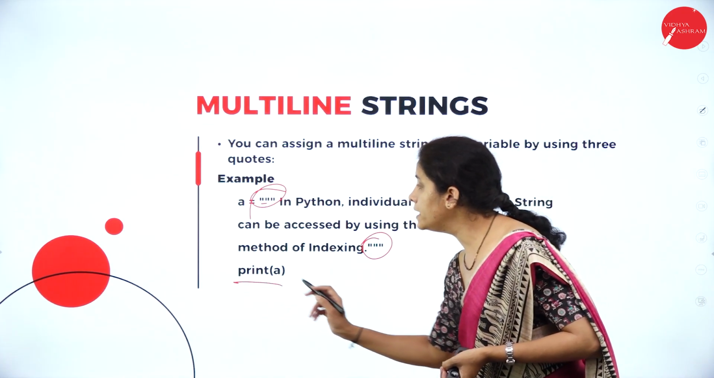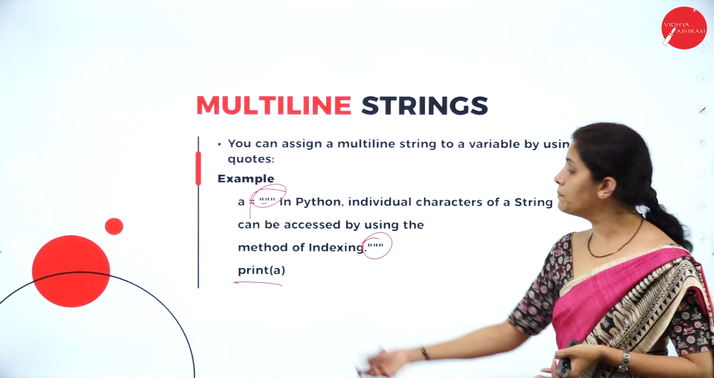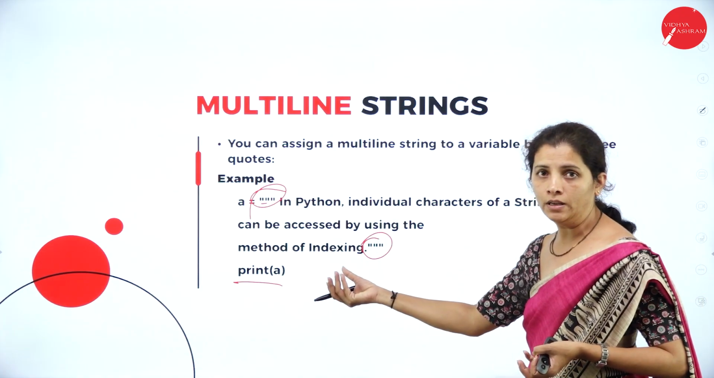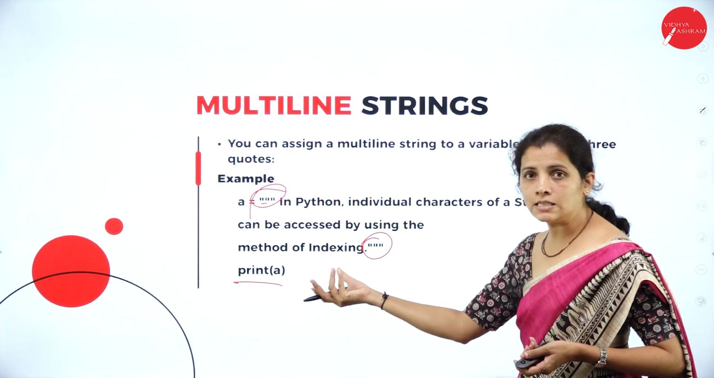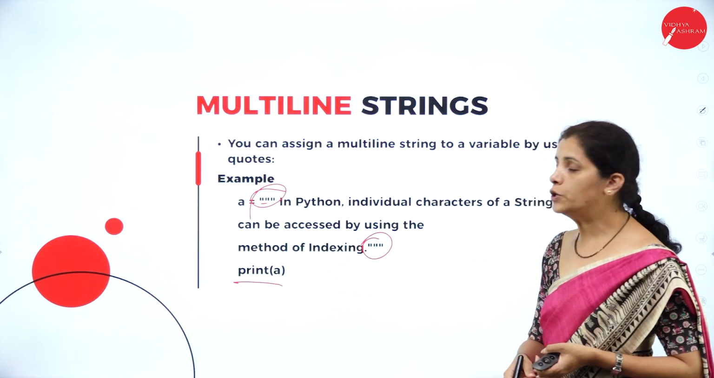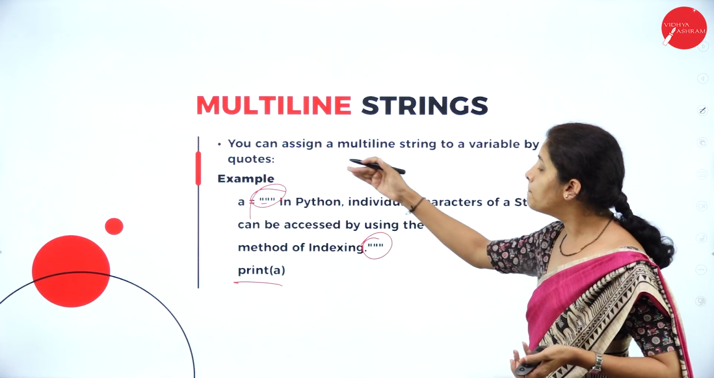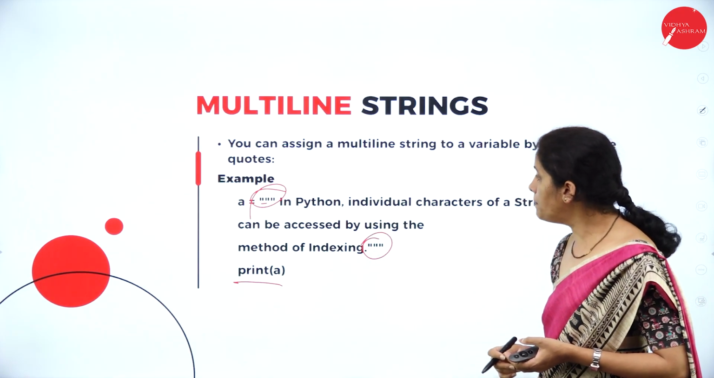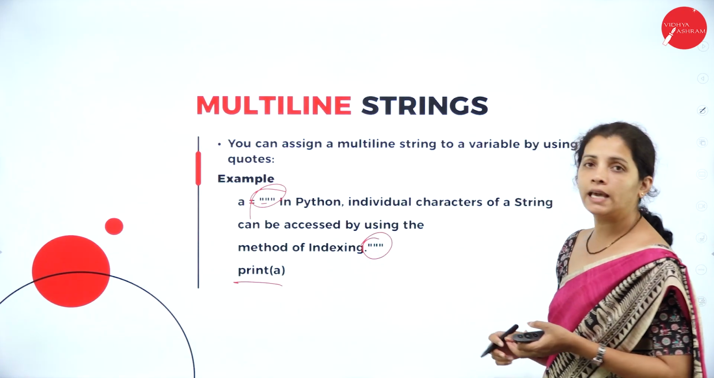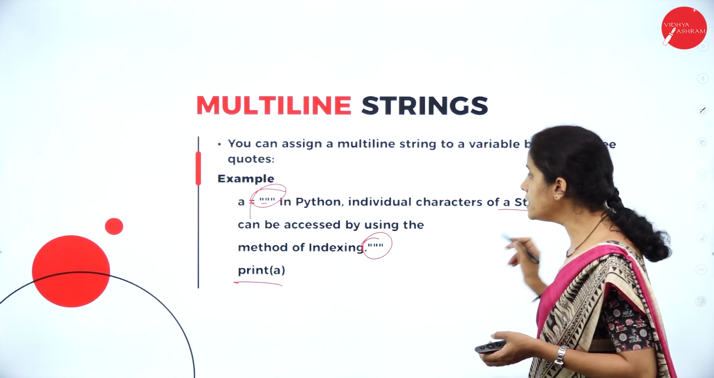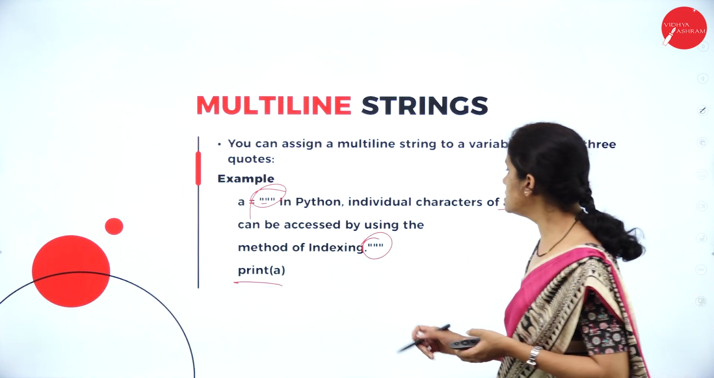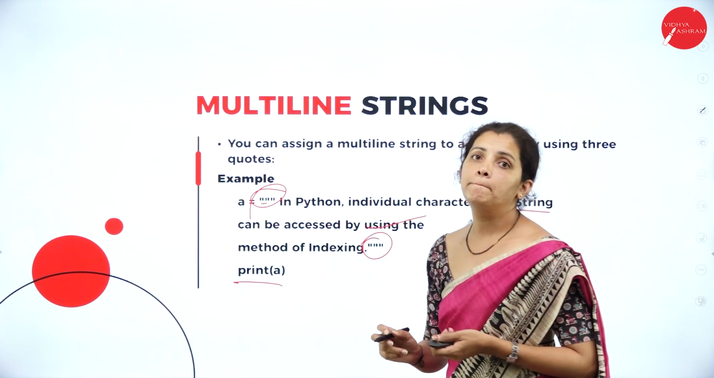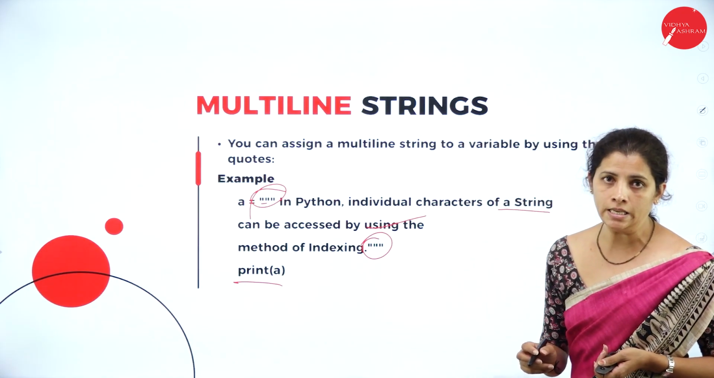And I'm going to print the value. Okay, I'm going to print the string. Now, when I print the string, what is the answer I'm going to get? I'm going to get the multi-line string. The output here is, in Python, individual characters of a string can be accessed by using the method of indexing.